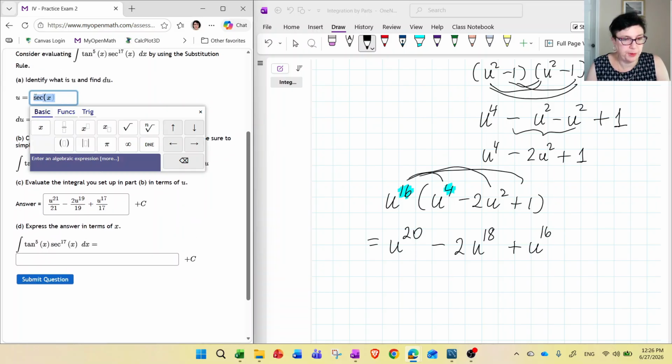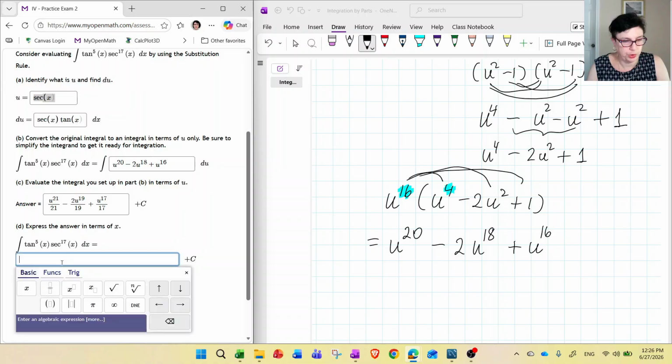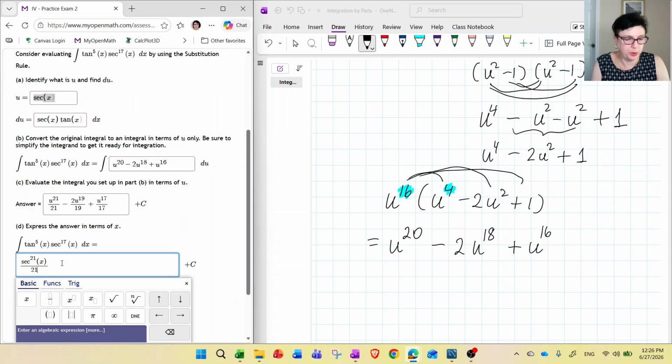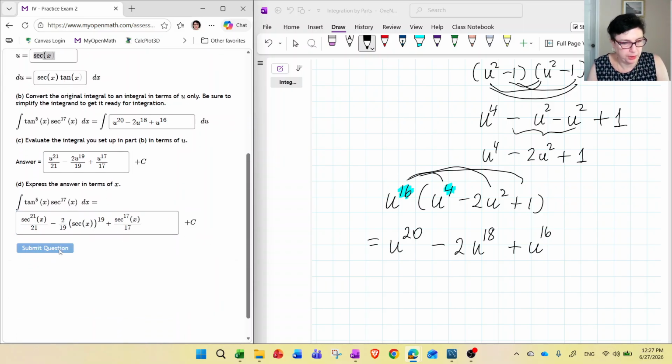Almost. We just have to substitute secant in for u. So we've got secant to the power 21. You can put the power in between, or you can put the whole thing to the power 21. Either way. Likewise, put 19 in between, or put the whole secant to the power 19. And then here, again, it doesn't matter how you put it. The answer is equivalent.